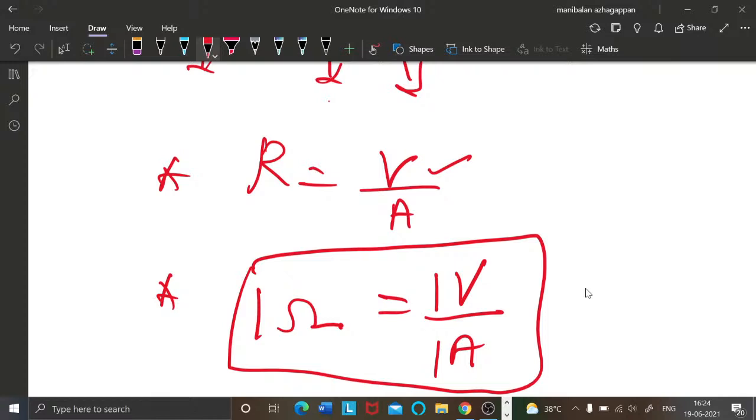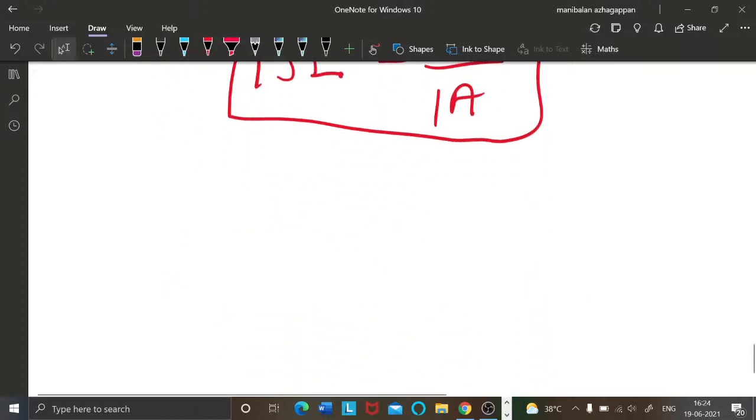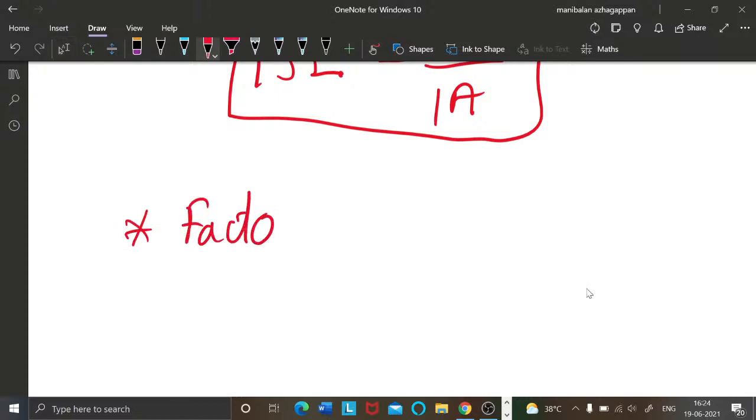In case they ask you to define 1 ohm, 1 ohm is defined as 1 volt per unit ampere. So this is called resistance. Now, the factors affecting the resistance. I already told you resistance is the obstruction offered by the wire. So what are the four factors? The first one is the length.